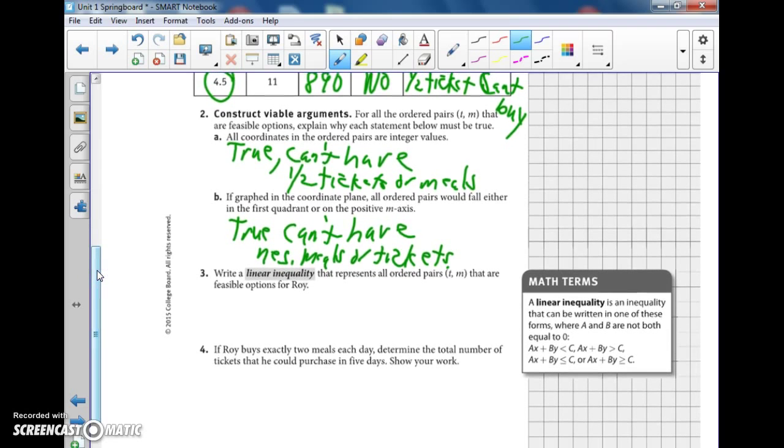All right, now let's go to number 3. It says, write a linear inequality that represents all the ordered pairs (T, M) that are feasible options for Roy. So what would that linear inequality be? $100 times the number of tickets and $40 times the number of meals has to be less than or equal to how much? $1,360. Right, that's the inequality right there.